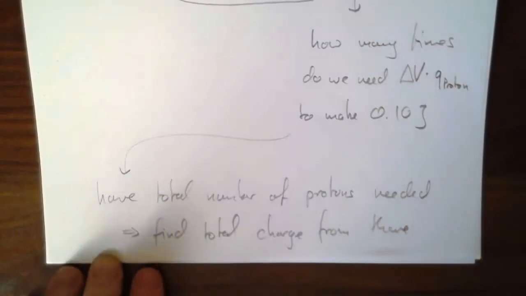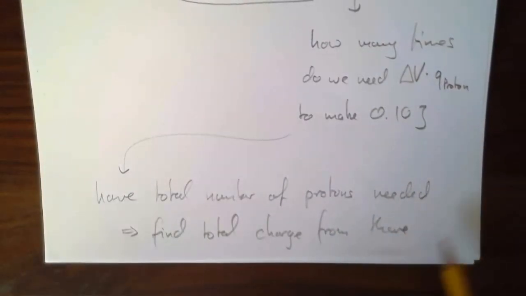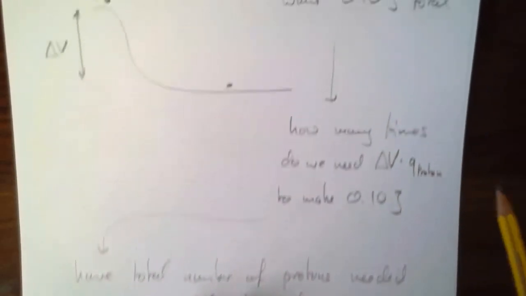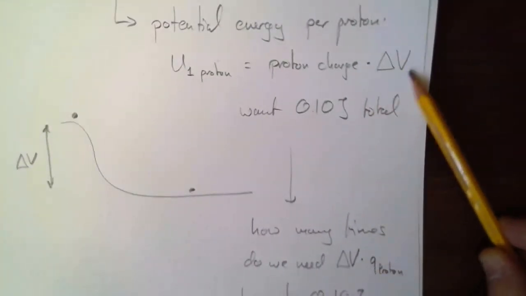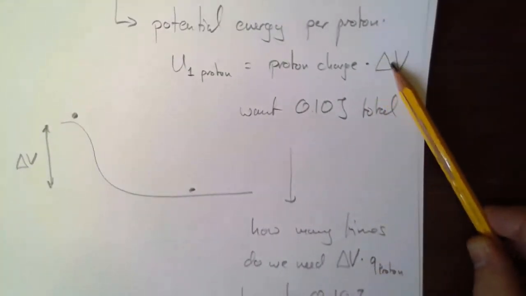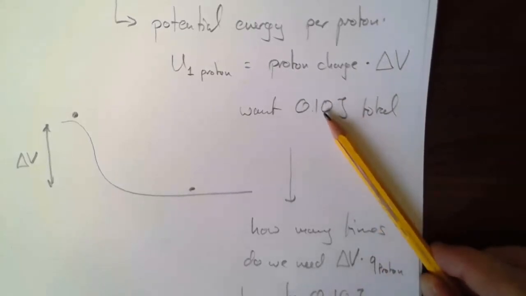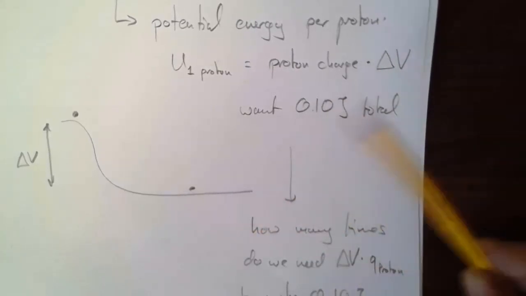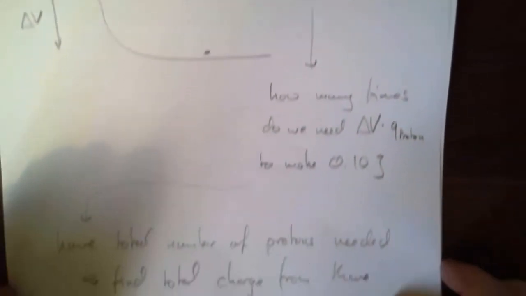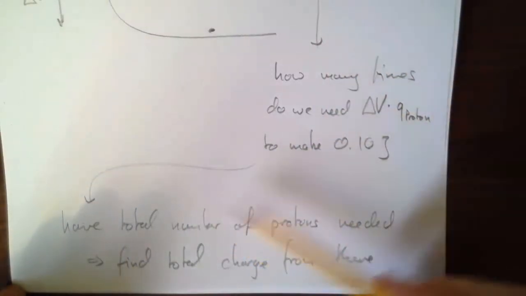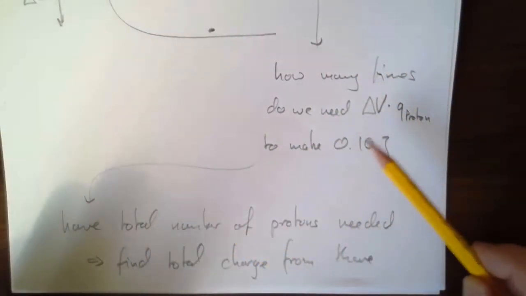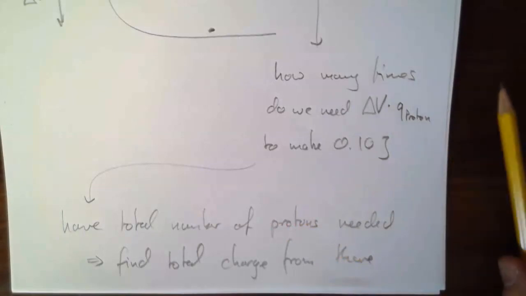Now, if you've paid attention, you might be able to see that there's a shortcut here. I could have just figured out what charge I need to multiply by delta V to get the desired energy. It's a little shortcut here. But again, if you understand this method, then you might understand the shortcut. I don't want to do the shortcut right away because I think it would be more confusing than helpful.